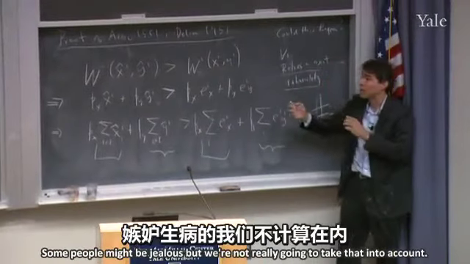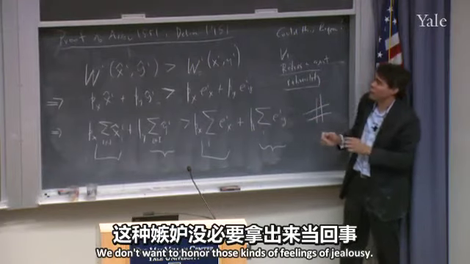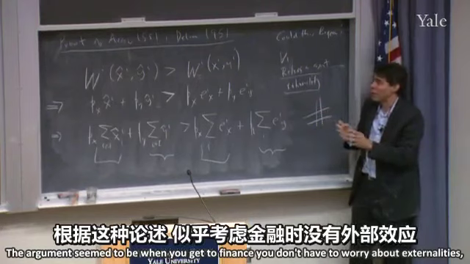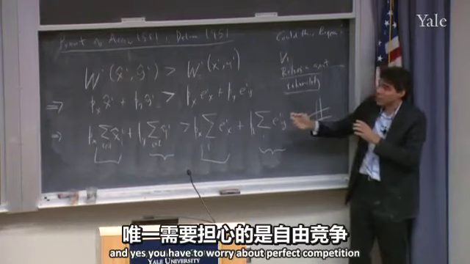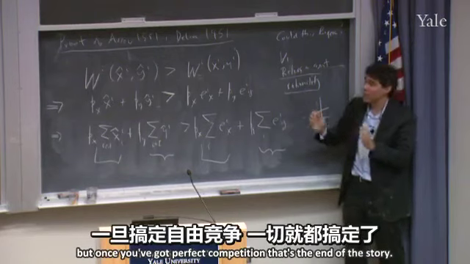Some people might be jealous, but we're not really going to take that into account. We don't want to honor those kinds of feelings of jealousy. So the argument seemed to be that when you get to finance, you don't have to worry about externalities. And yes, you have to worry about perfect competition. But once you've got perfect competition, that's the end of the story.